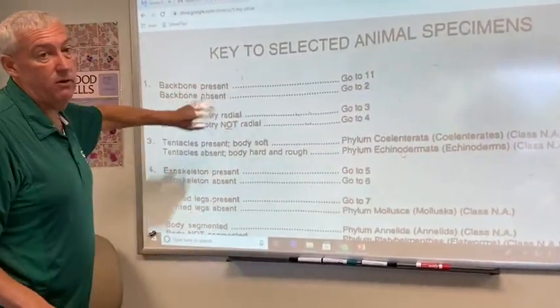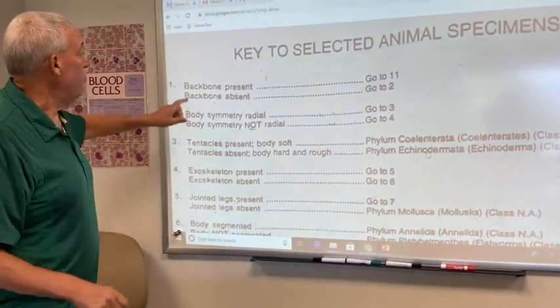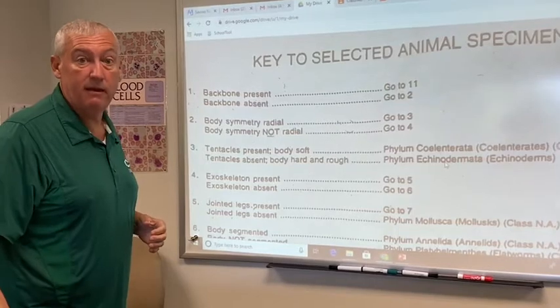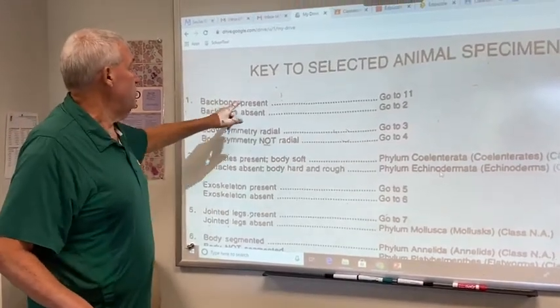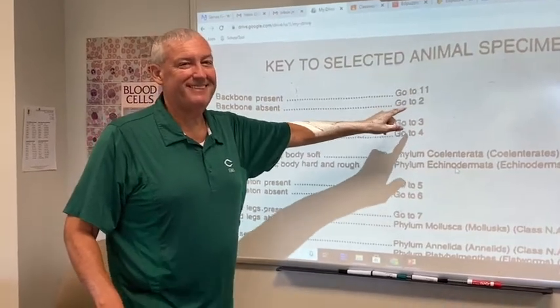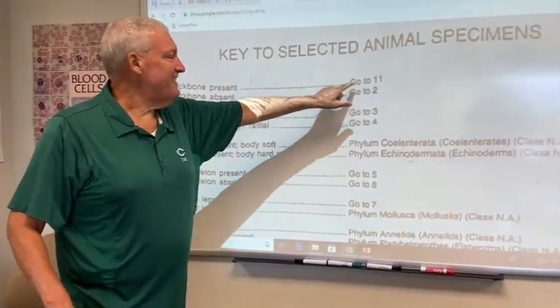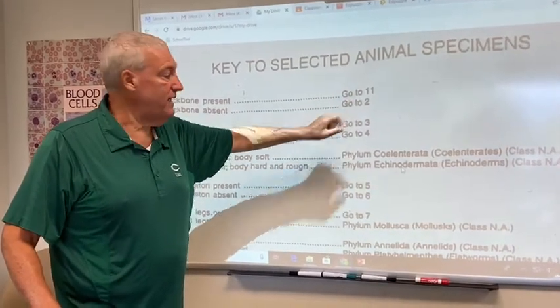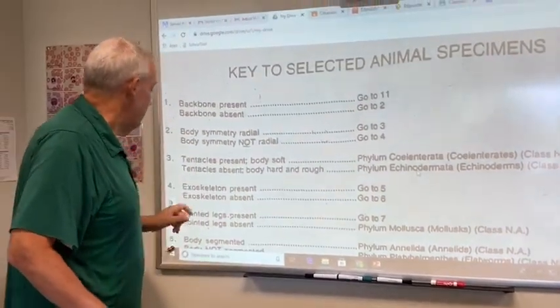If we go back to our dichotomous key, it says backbone present or backbone absent. Well, the bat has a backbone. So where it says backbone present, it says go to 11. Now we need to go to 11.